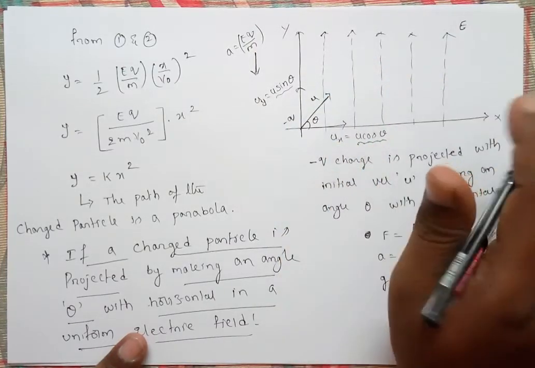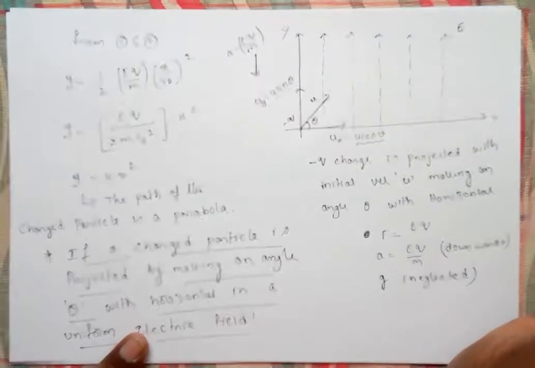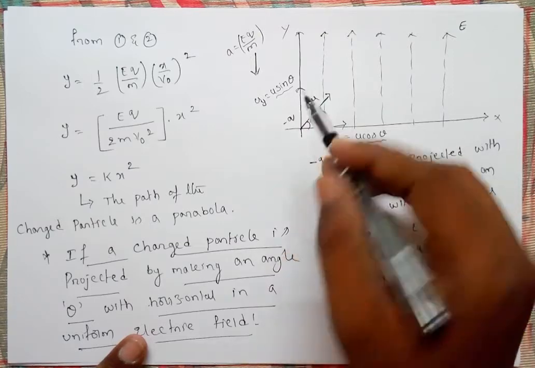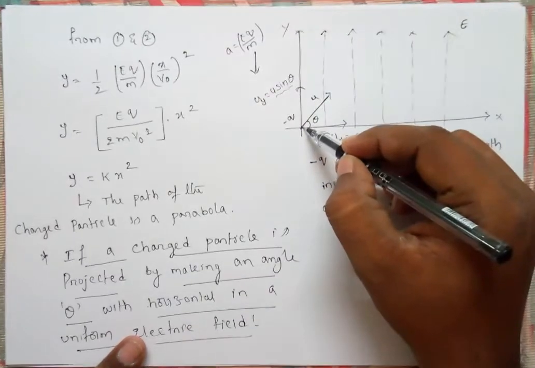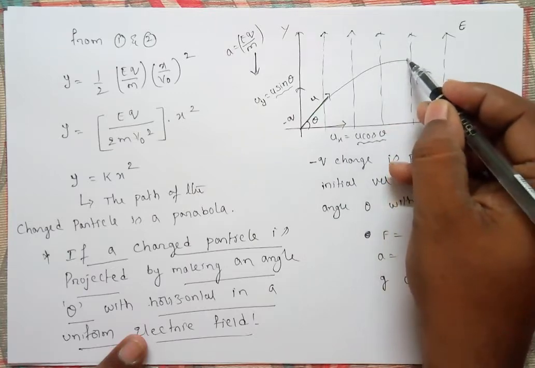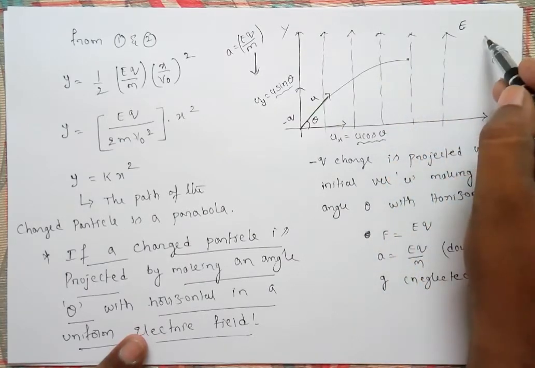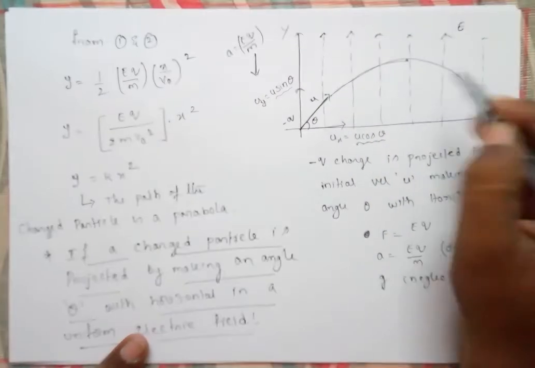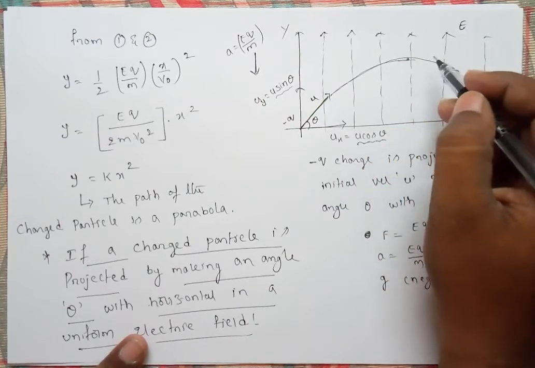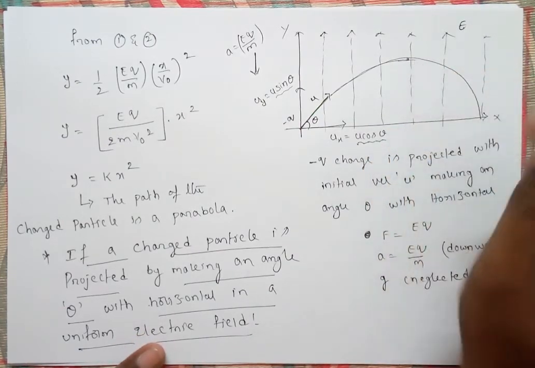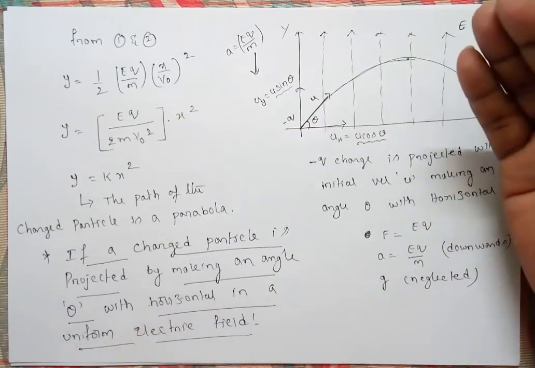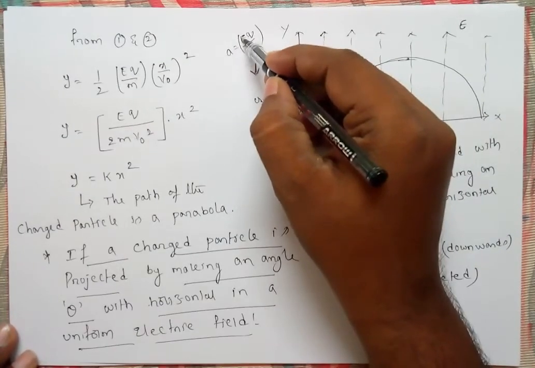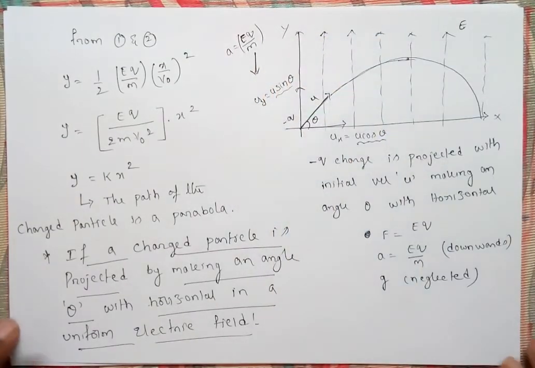That is because the acceleration is acting vertically. Horizontally there is no acceleration, so velocity remains constant. So u cos theta will remain constant throughout the motion. But u sin theta will reduce, and finally it will become 0 at a particular point. And again it will increase in the reverse direction. This you already studied in the first year in projectile motion, under gravitational acceleration. Now this is projectile motion under what? Electric force acceleration here.